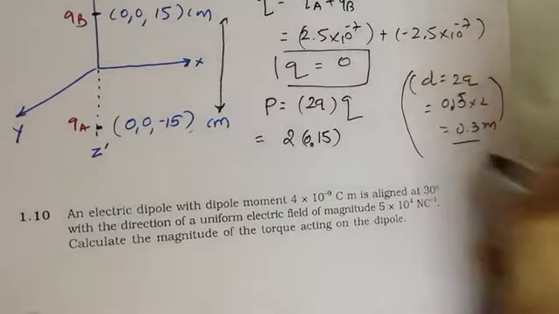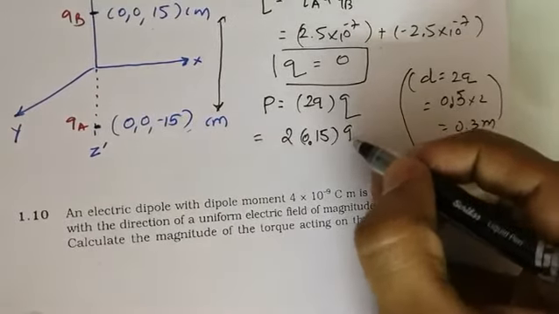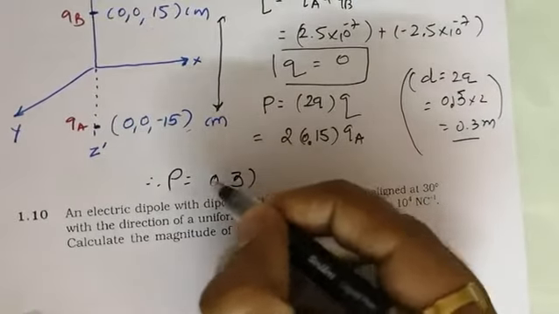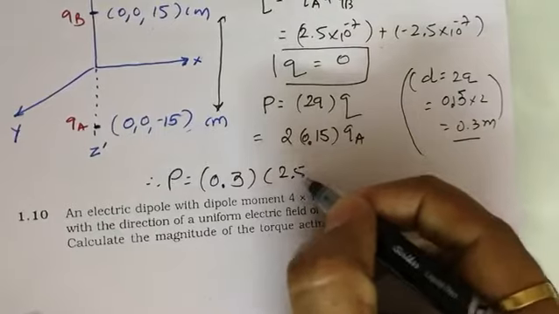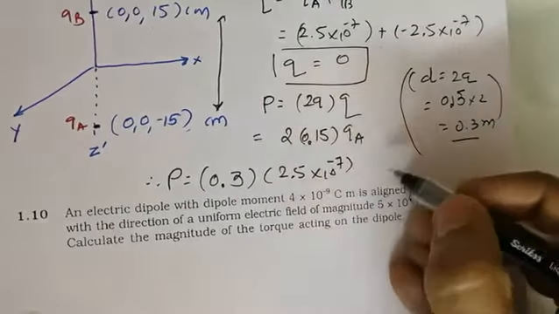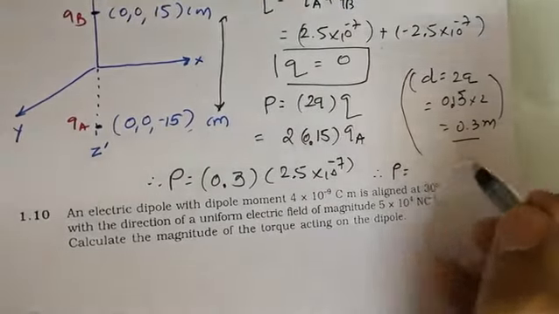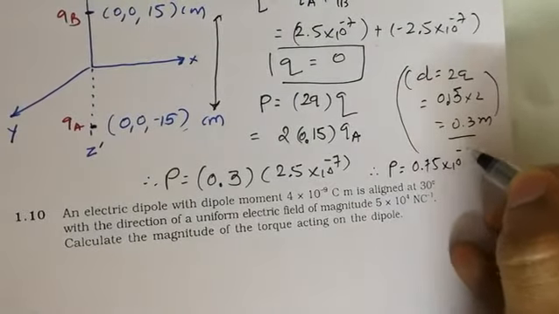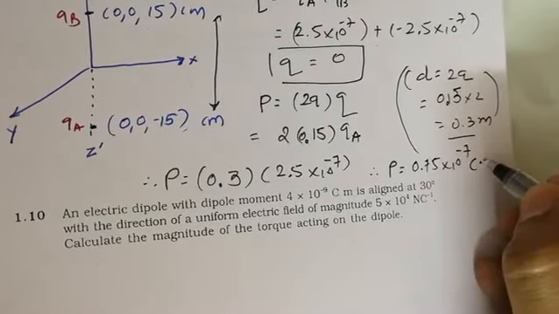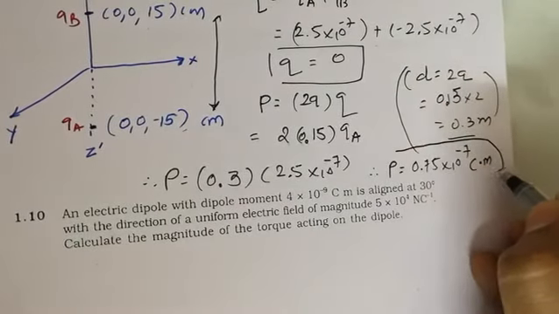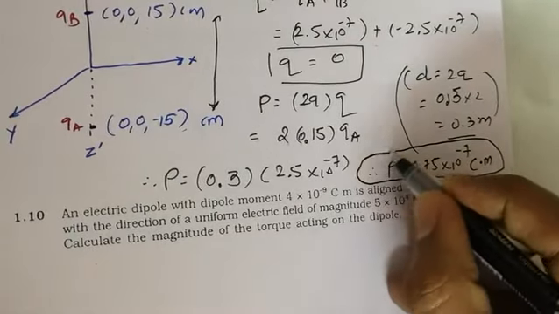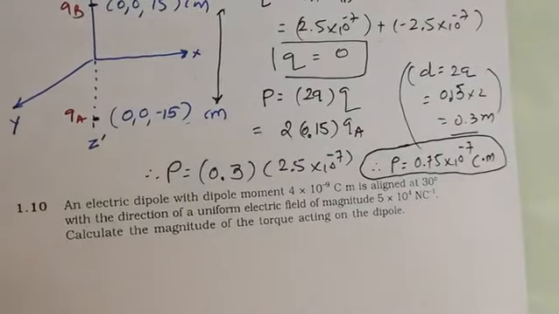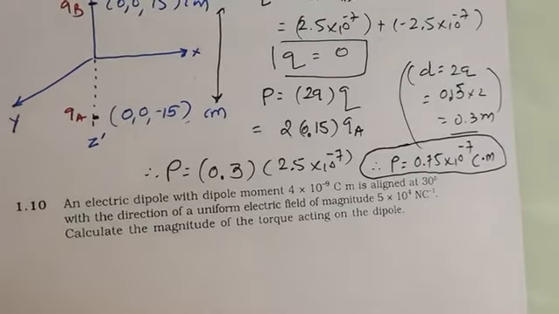I am changing its units. Q is the Q of A. So I have p equal to 0.3 meter times the value of Q, 2.5 × 10^-7. So I get the dipole moment equal to 0.75 × 10^-7. The unit is coulomb into meter. I have shown you one precaution to take whenever you write the dipole moment p, because the unit is coulomb into meter. Be careful to put a dot between C and m.